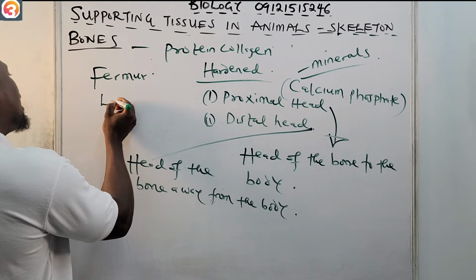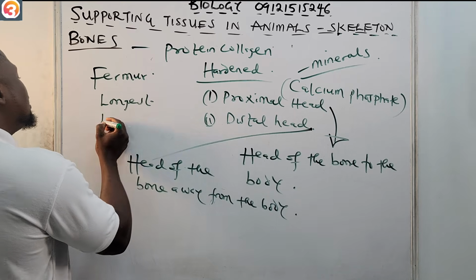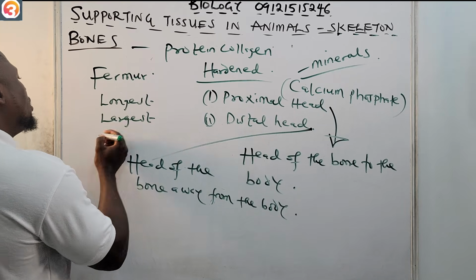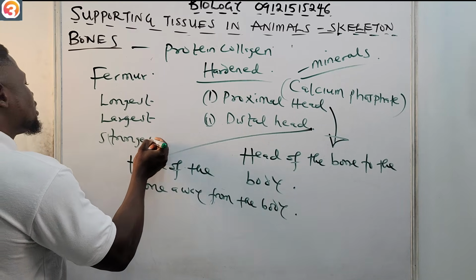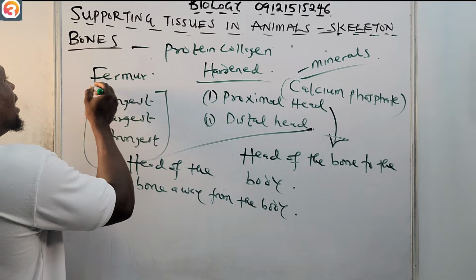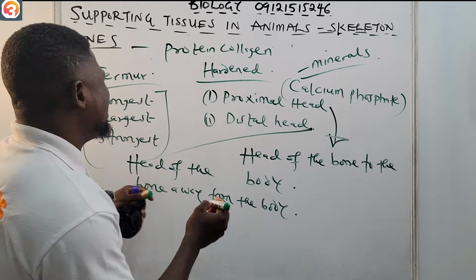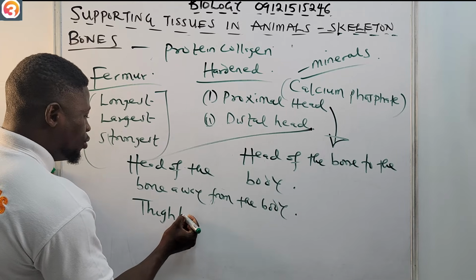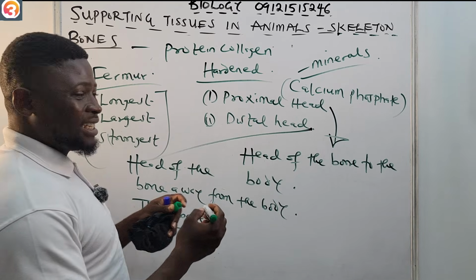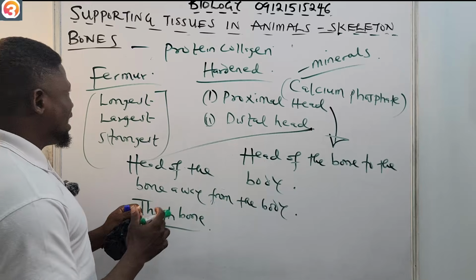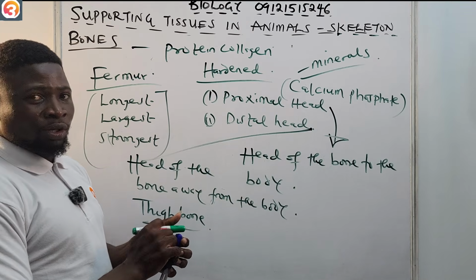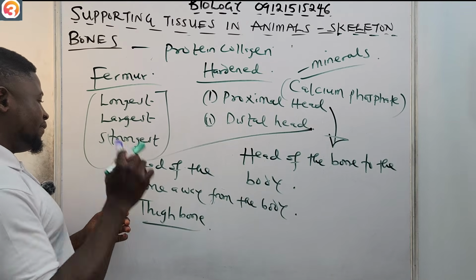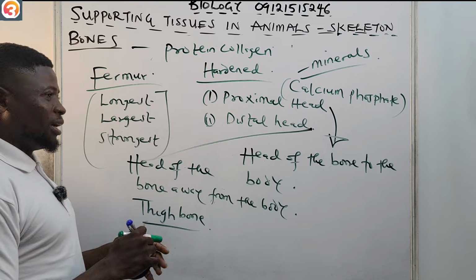Okay, it is the longest. It is the largest. It is the strongest bone in the human body. It is called the femur, or the thigh bone. Please take note of that. It's an exam question. The longest, the hardest, the strongest bone in the human body is the femur, or the thigh bone. That is that.